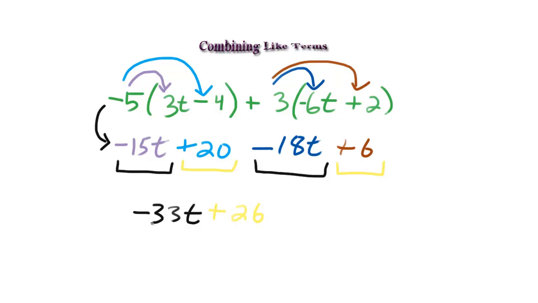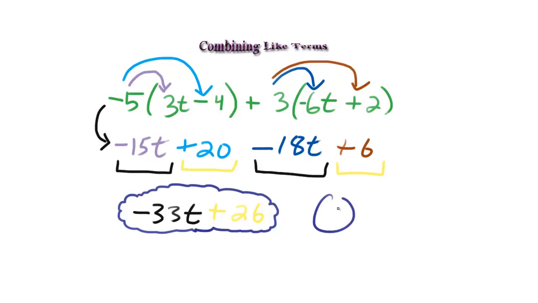Okay, so now as you can see, it's -33t plus the 26, right? We can't combine them. One is a t, the other one's a number. So that's it, we're done, right? We can just say that this is our final answer, and we're good to go.